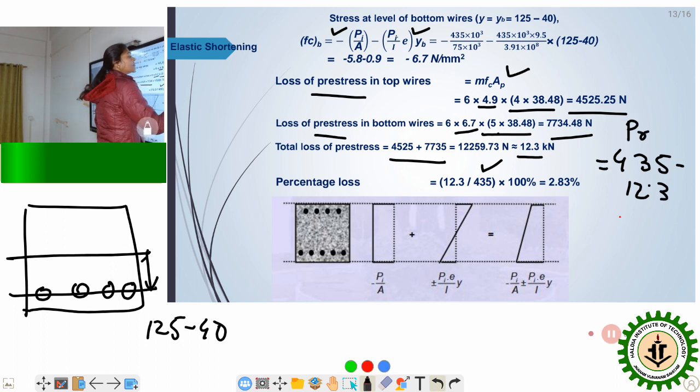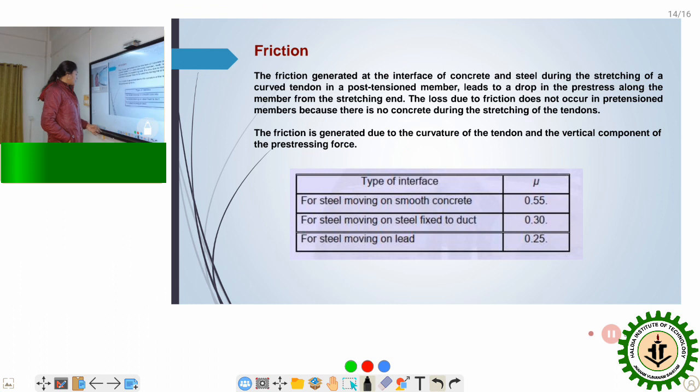Right? So this will give you the value of P0, which is the final reduced pre-stress in the tendons after immediate loss. Now, next we come to loss of pre-stress due to friction.